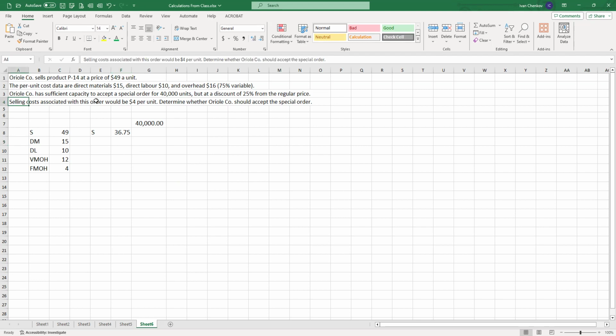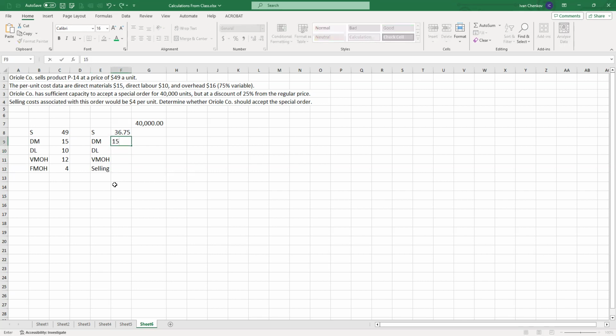Selling cost associated with the order would be $4 per unit. Direct material, direct labor, has sufficient capacity. So I'm going to have my direct material, correct? I'm going to have direct labor. I'm going to have variable manufacturing overhead. Should I consider fixed manufacturing overhead on the special order? No, Professor. Should I consider the selling cost? Yes.